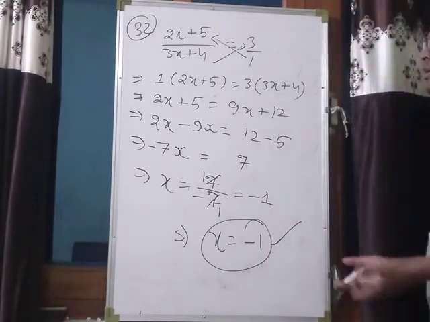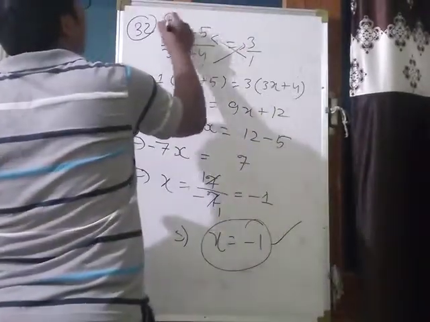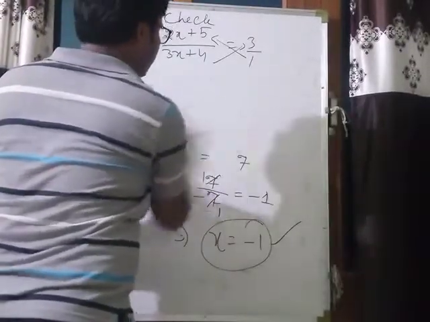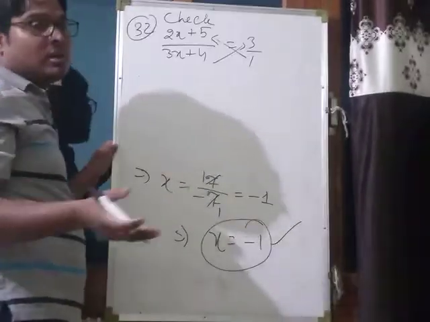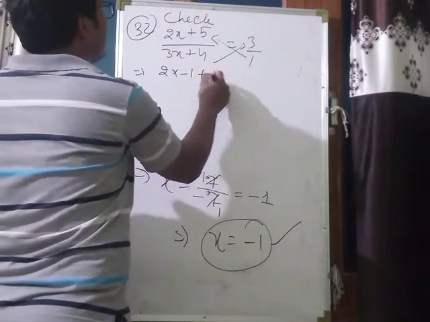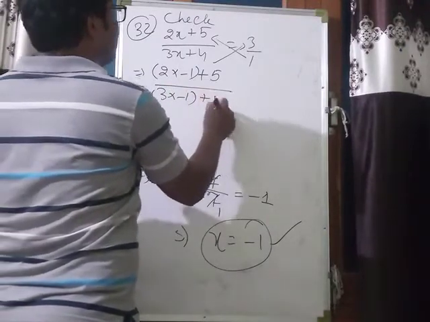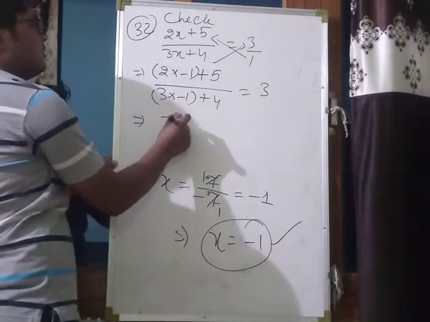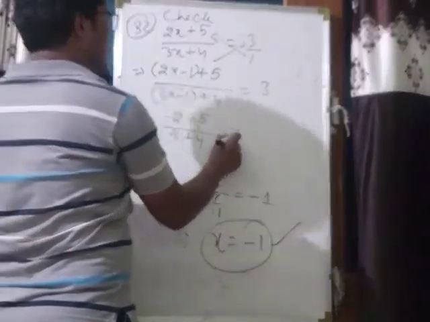Now I am going to check that our answer is correct or not. So the equation is here. Put the value of x, that is minus 1, here, and check that it satisfies, that left side and right side become equal or not, means it satisfies the equation or not. Means 2 into x is minus 1 plus 5, upon 3 into x is minus 1 plus 4, equal to 3. So what will become? See, 2 into minus 1, that is minus 2, plus 5, upon 3 into minus 1, that is minus 3, plus 4, equal to 3.